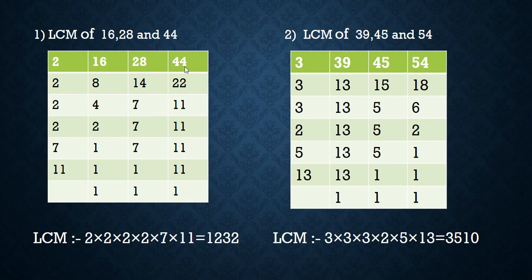28 and 44. Again you have to think about the first prime number, that is 2. So 2 will divide this 16, this 28 and this 44, because we have even numbers at the ones place. So 2 8s are 16, 2 14s are 28, 2 22s are 44. Again we'll write 2 4s are 8, 2 7s are 14, 2 11s are 22.